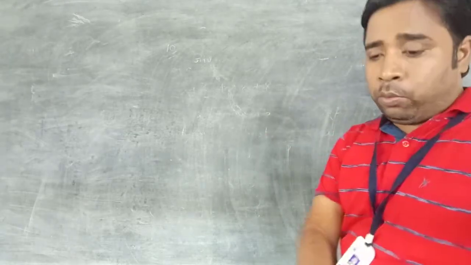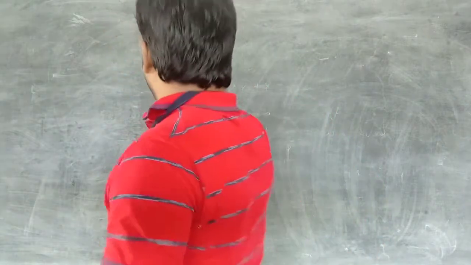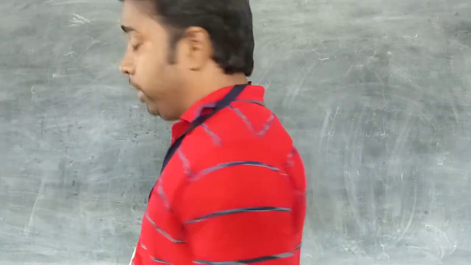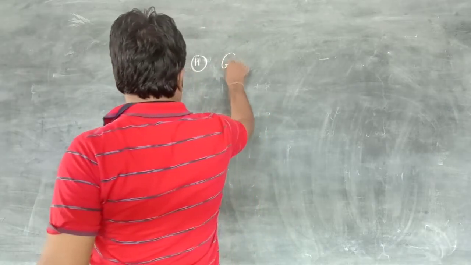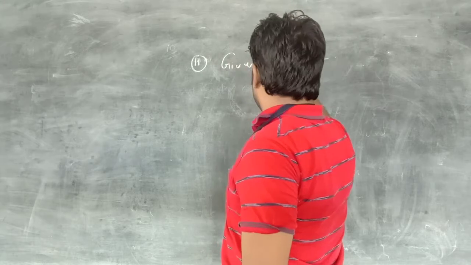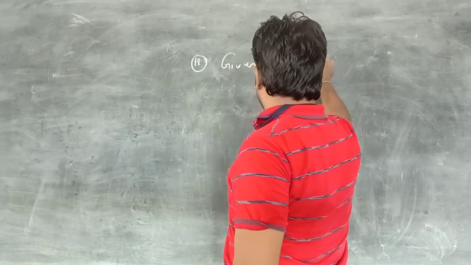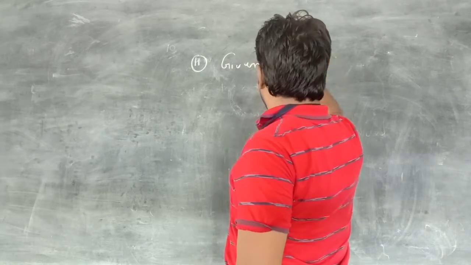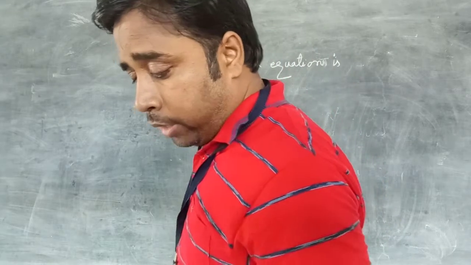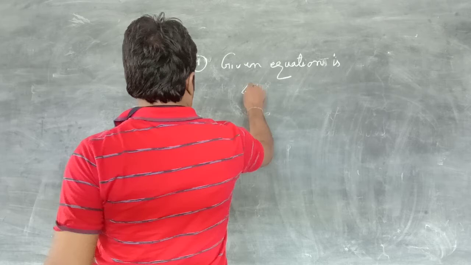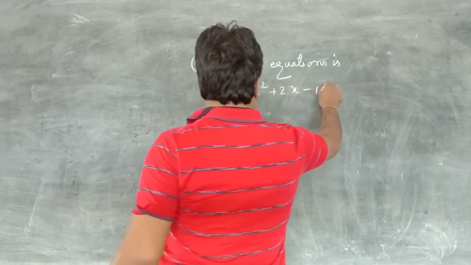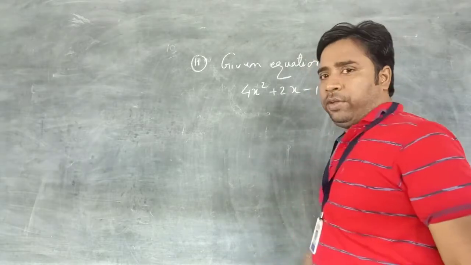What is the question here? Question number 11. It is given that the equation is 4x square plus 2x minus 1 equal to 0. This is the given equation.